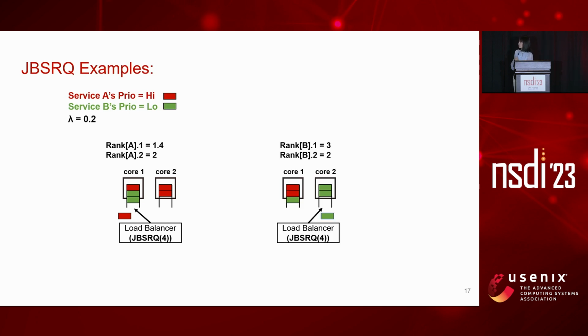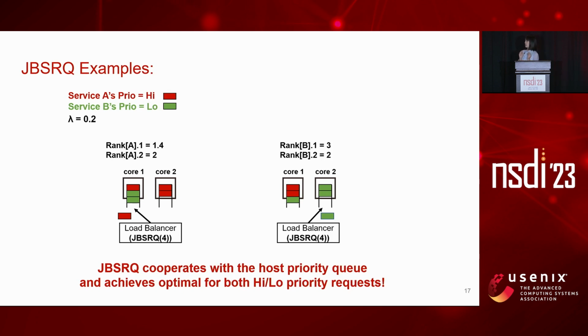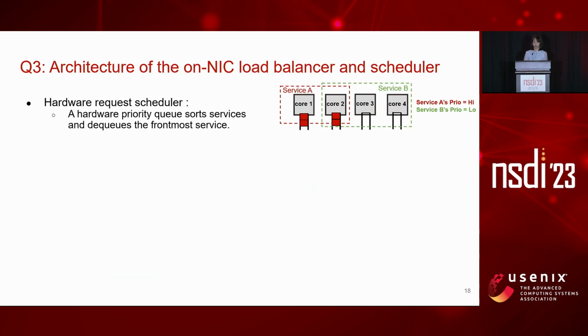For another scenario, we are steering service B's packet, and it will take into account both A and B's queue length, so the packet will be steered to core 2, which is the optimal decision here. In conclusion, JBSRQ coordinates with the host priority queue and achieves optimal results for both high and low priority requests.